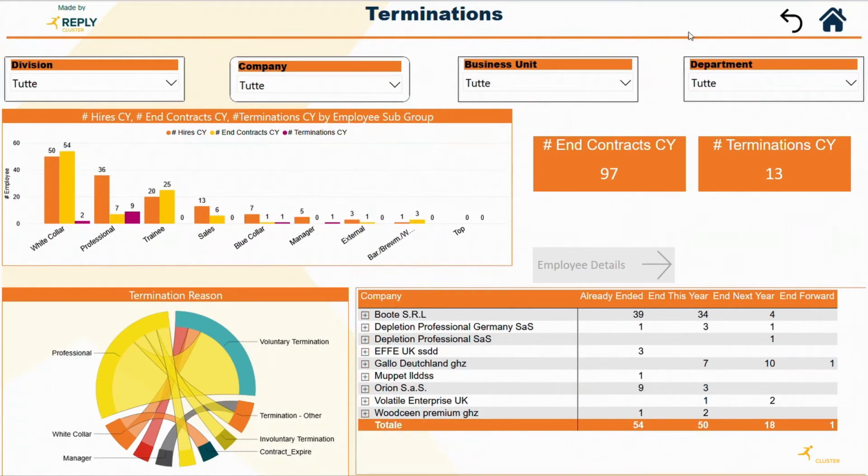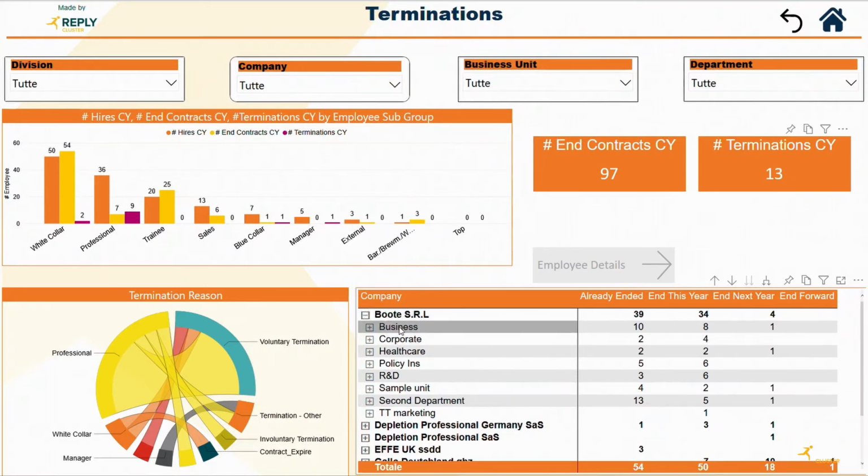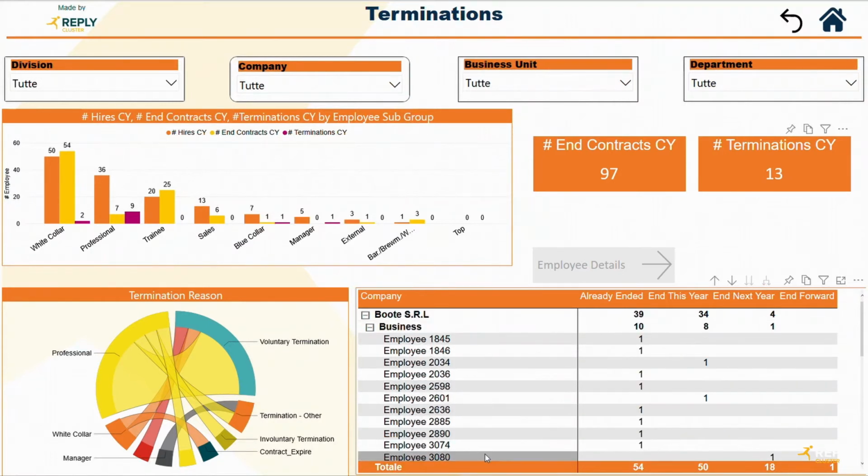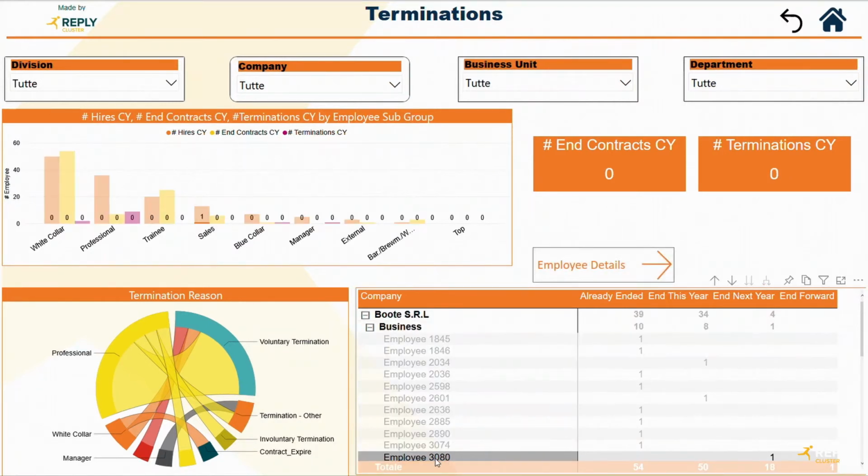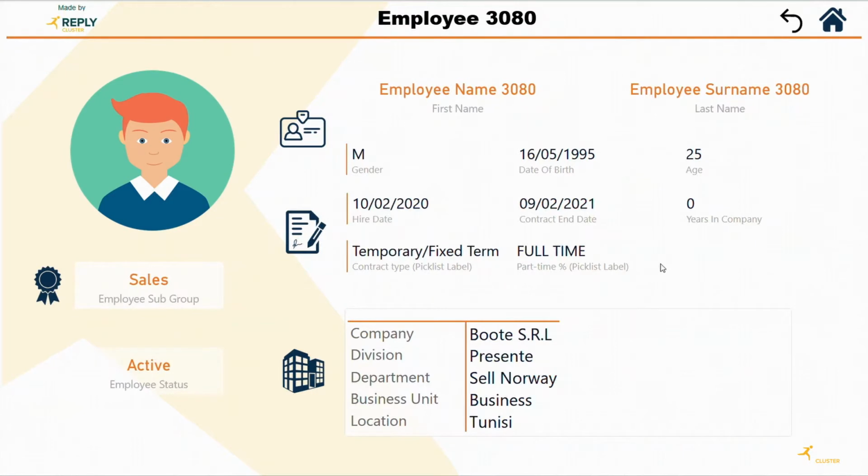Here you can see directly the number of people that are ending their contracts this year or the ones who have already terminated. On the table below you have a report for each company, or you can go through the business unit and also to each single employee and select them. For example, we can select the employee who is ending the contract next year, and thanks to this link we can go to another page which is specifically detailed for this employee, where we have a detailed overview of the status in our company.